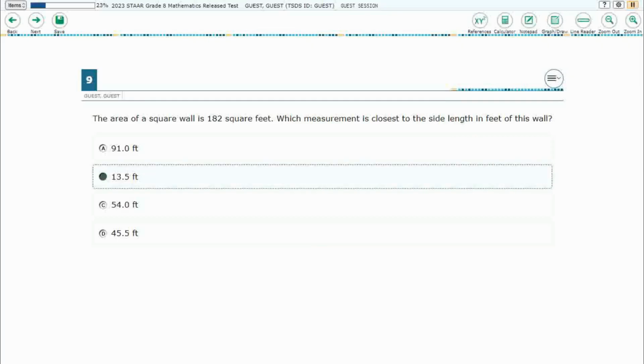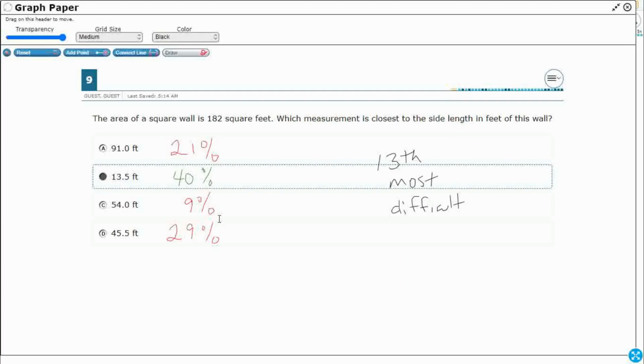Let's see how we did across the state of Texas. This one was tied for the 13th most difficult. You see that we only got 2 out of every 5 students to get this correct. The issue came with setting it up. How do you recognize that if you have the area of a square, that's 182, the side length, right, is going to be the square root? Well, we have to recognize the relationship between the area and the square root.